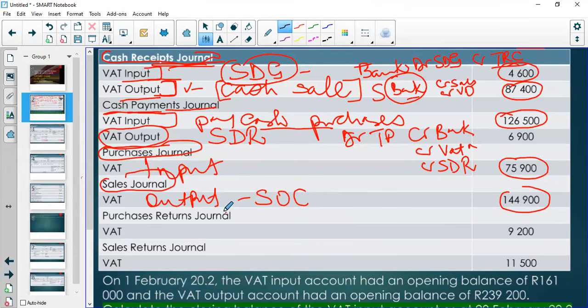So if it comes to the purchases returns journal, remember purchases returns is a reversal of the purchases journal. Sales returns is a reversal of the sales journal. So this is going to be VAT output that is being reversed. This is going to be VAT input that is being reversed. Right. So if you want to think in terms of this, if I can just delete everything here so that we can make it clean in front of us.